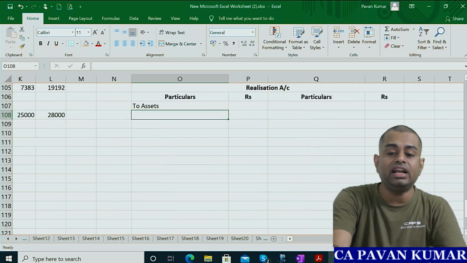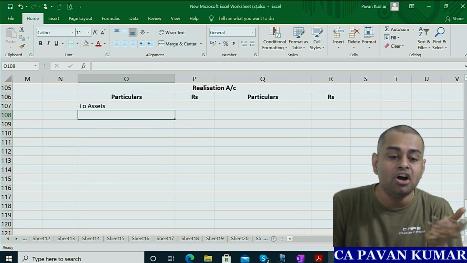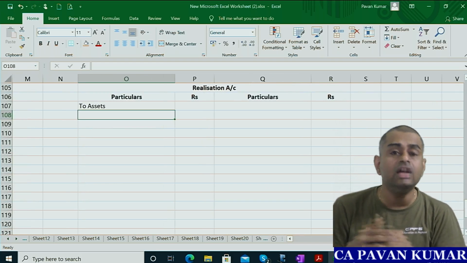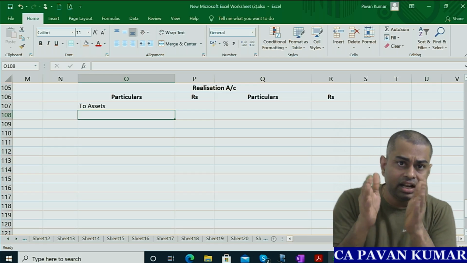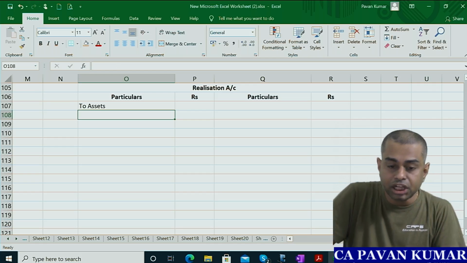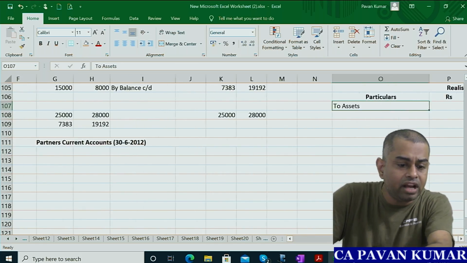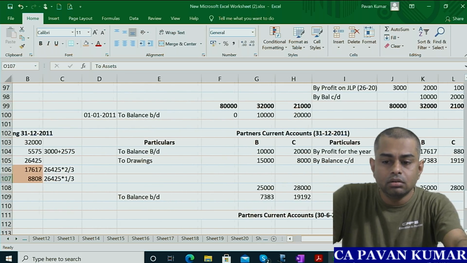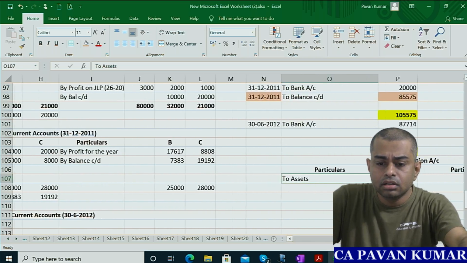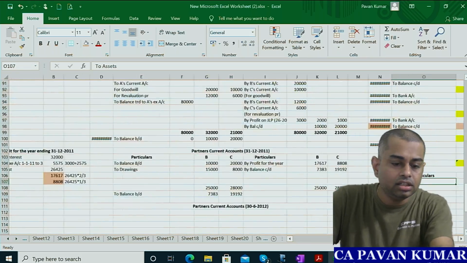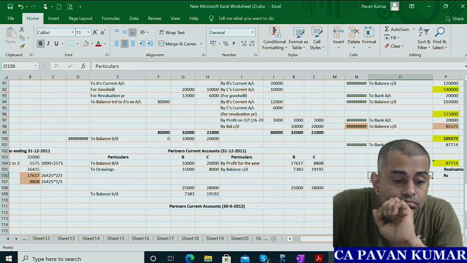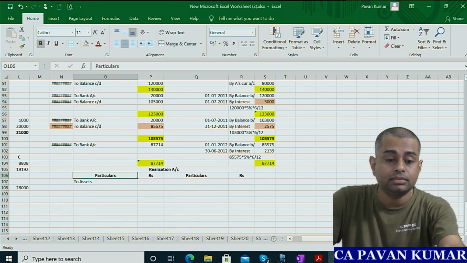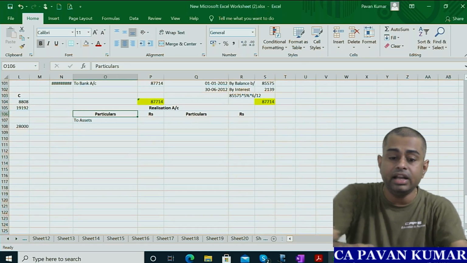So in realization, we write two assets. Pavan sir, why are we writing? You remember how to prepare realization, no? All assets to be debited to realization account. All liabilities should be credited in the realization ledger account. Just now we calculated somewhere 1,19,000, no? So to assets, write 1,19,000.